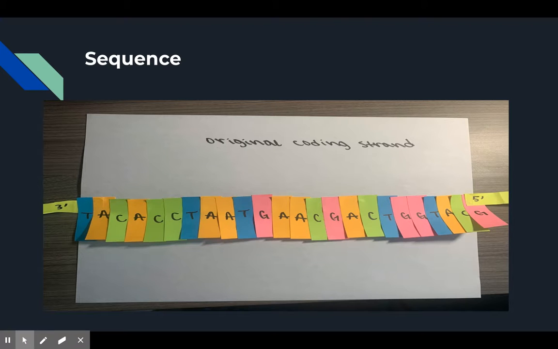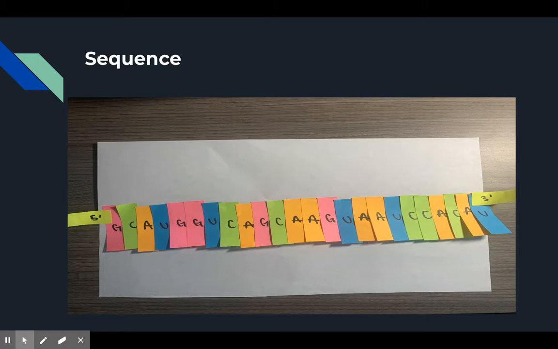Here's the original coding strand that we're going to start out with. Since the original strand was in a 3' to 5' direction, we have to flip it to make it into a 5' to 3' direction from left to right. After undergoing transcription, all of the T's would then turn to U's. So thymine would turn into uracil.